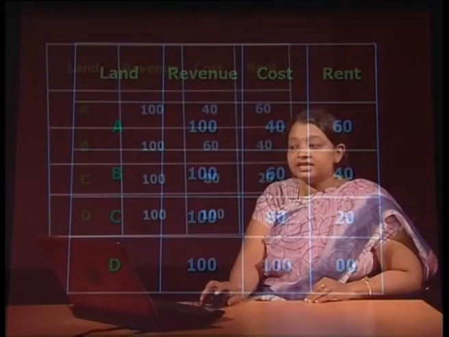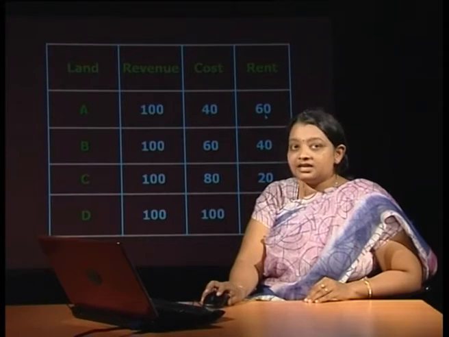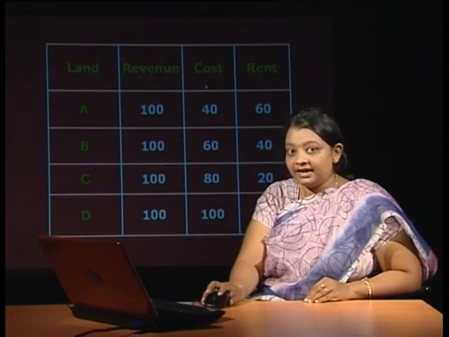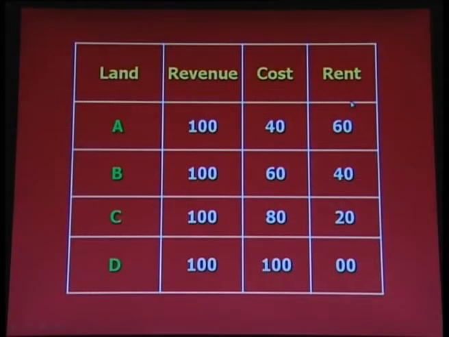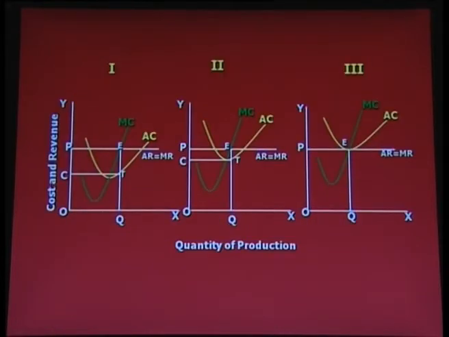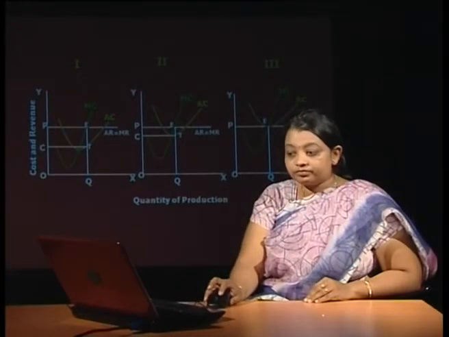In the case of intensive cultivation, rent is the difference of revenue and cost. When we deduct cost from revenue, we are going to obtain rent. As you can see in the case of A, when we deduct 40 from 100, we obtain 60, which is rent. This situation will be more clear with the help of a diagram.